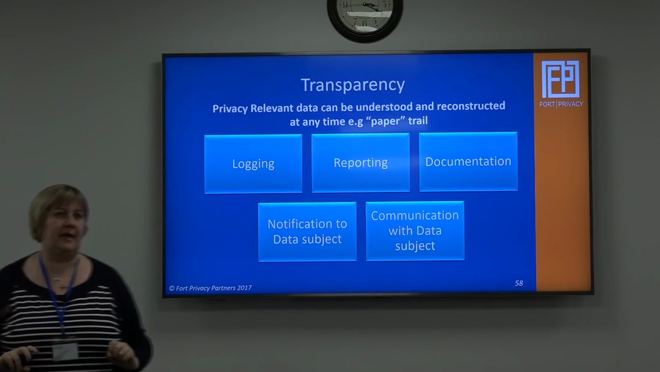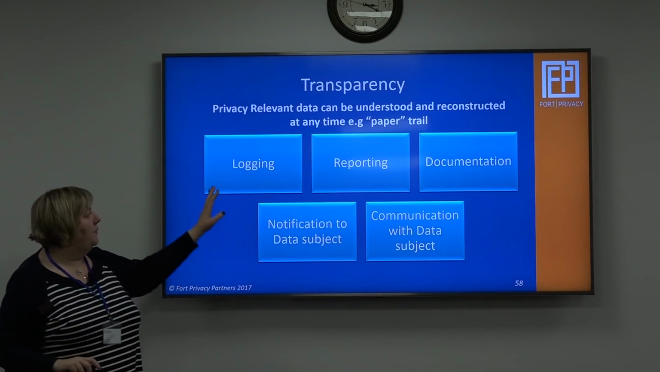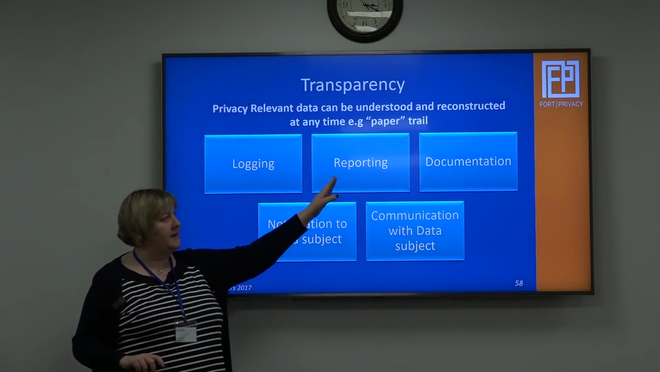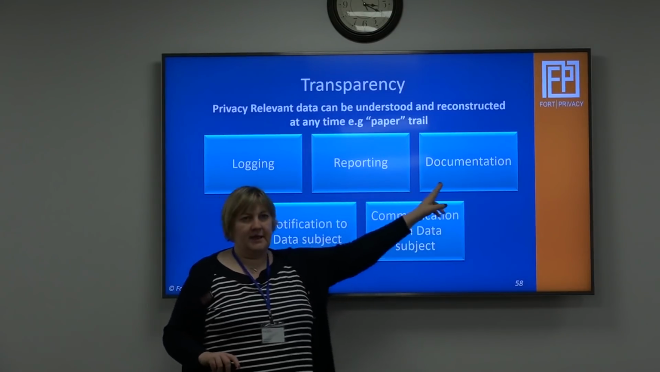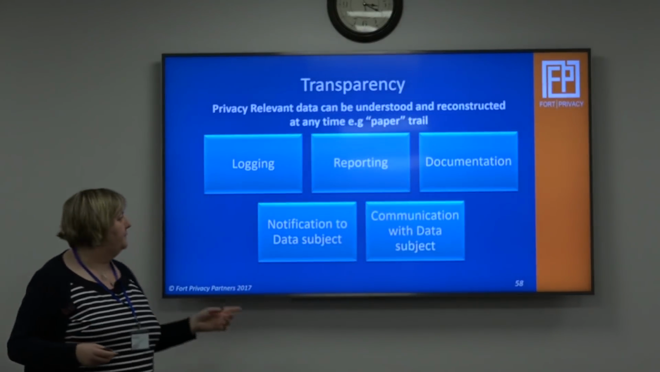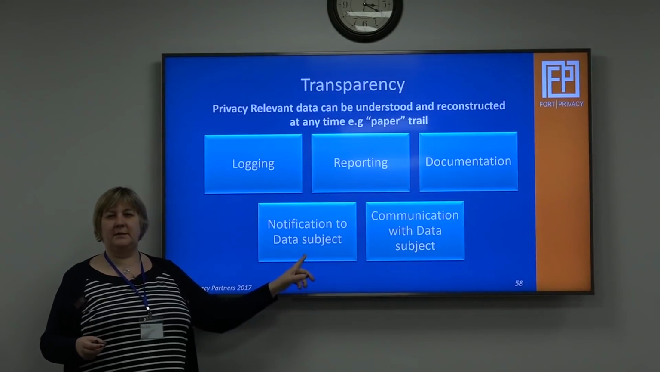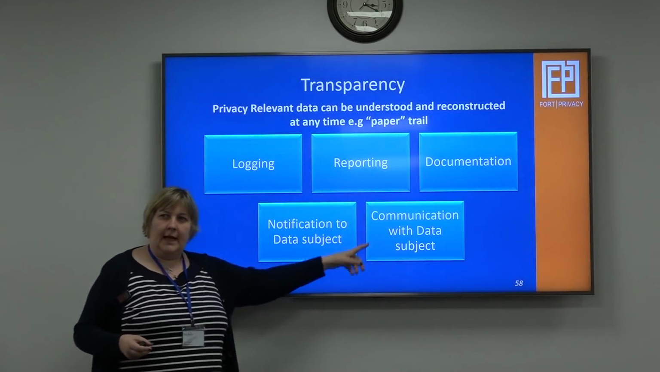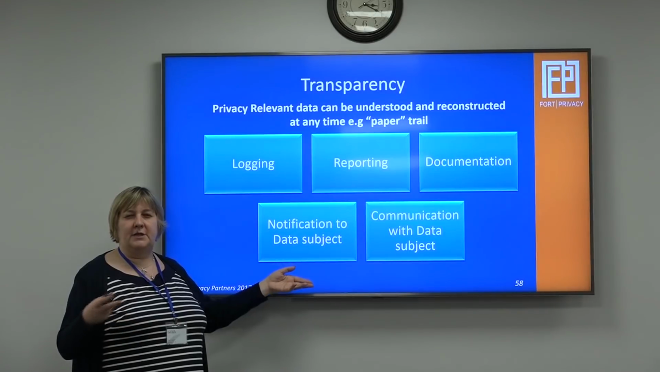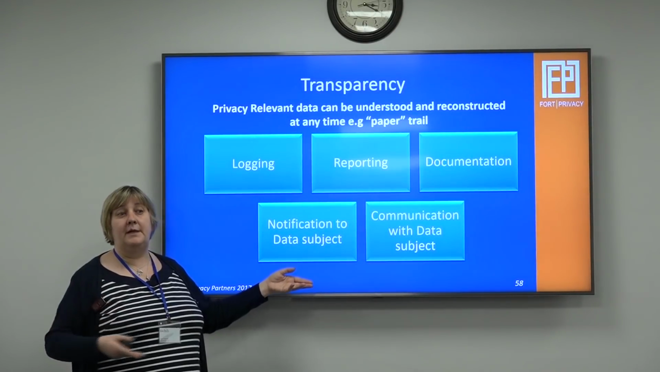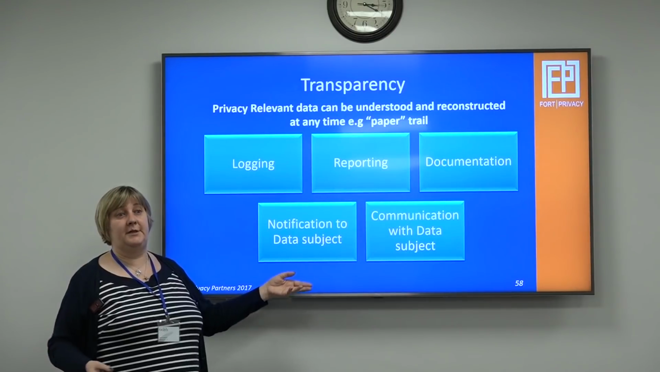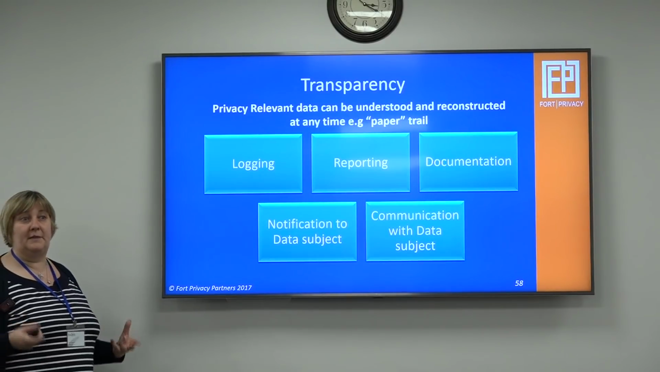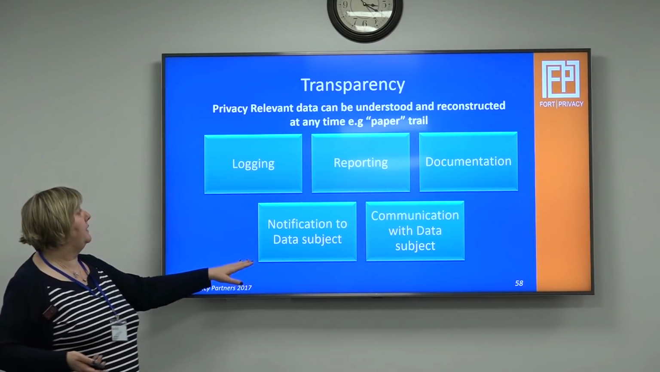Transparency, this is the concept that privacy relevant data can be understood and reconstructed, that there's a so-called paper trail or an audit trail of the privacy data. So what are you doing? You're logging incidents, you're logging what happens to the data, you're reporting what happens to the data, you're documenting what you do with the data, you're notifying the data subject when something happens to their data, and you're communicating with the data subject. So things like when somebody changes their password, and you send them a notification to say your password was changed, that's part of a privacy technique, letting people know that something has happened, so that if it shouldn't have happened, it can be corrected.